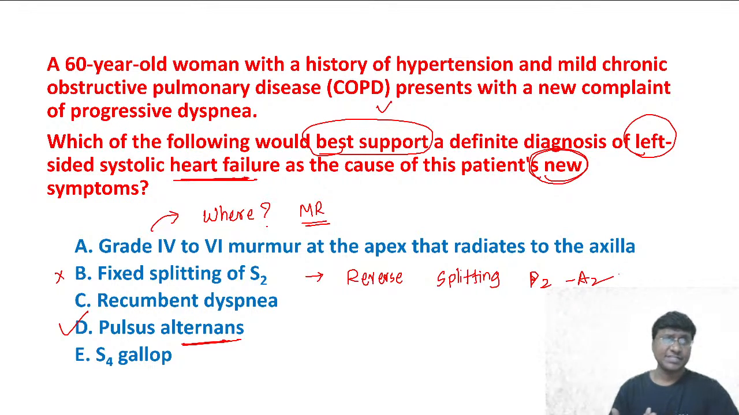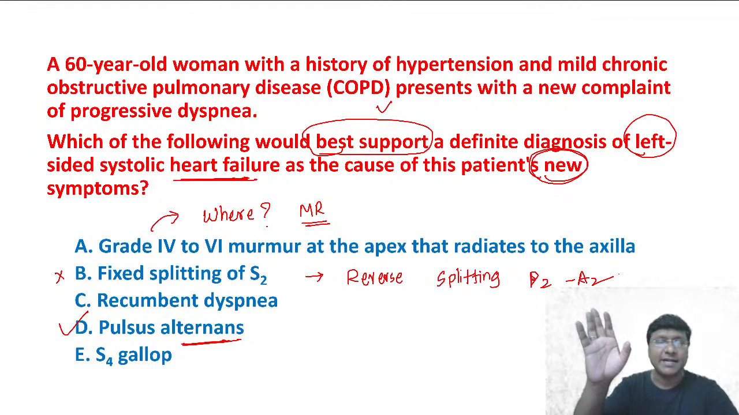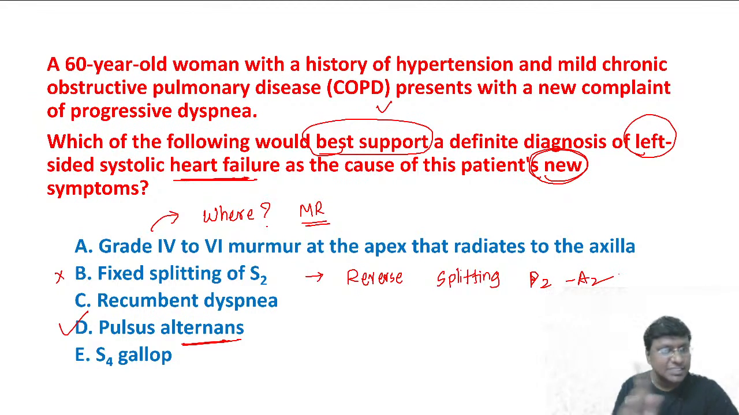When there is left-sided systolic heart failure, by the time the left ventricle contracts and pumps the blood into the aorta, the right ventricle has already pumped the blood into the pulmonary artery. So P2 has appeared, and you will have P2 followed by A2. It can happen, but fixed splitting will not occur. Fixed splitting you will see in patients with ASD. Fixed splitting you see in patients with right heart failure.